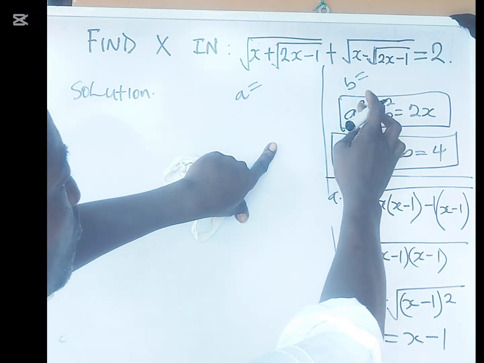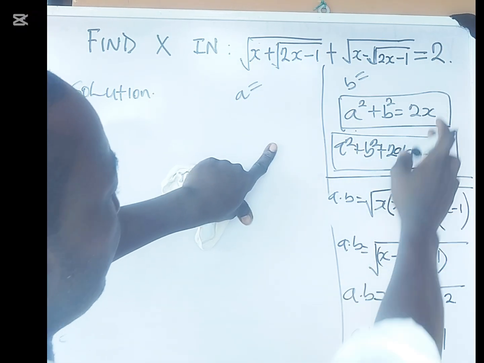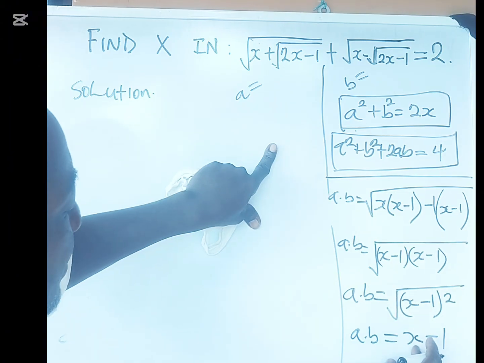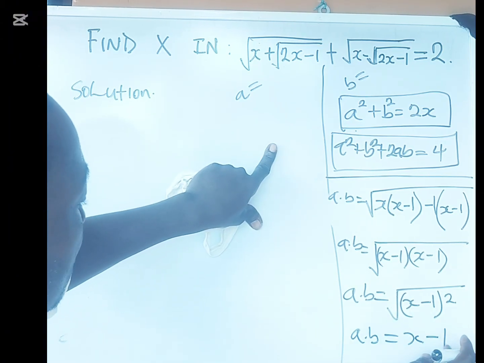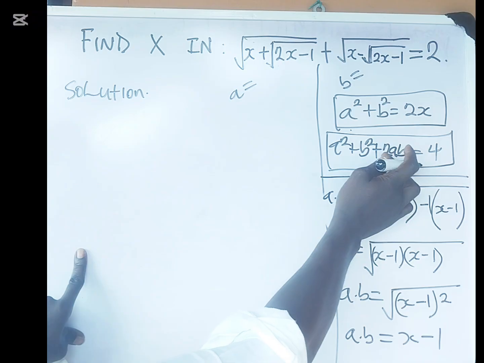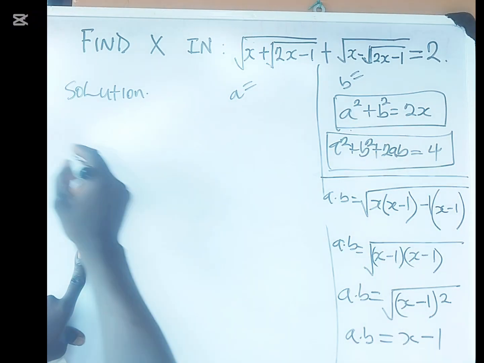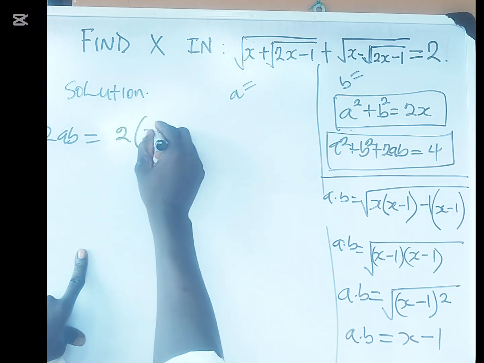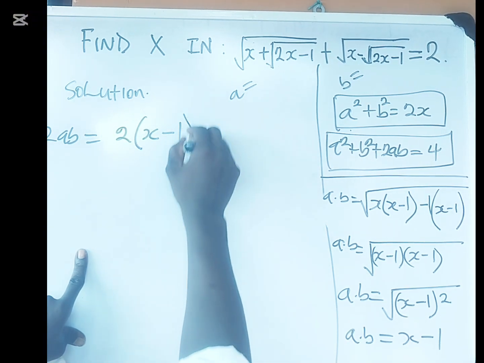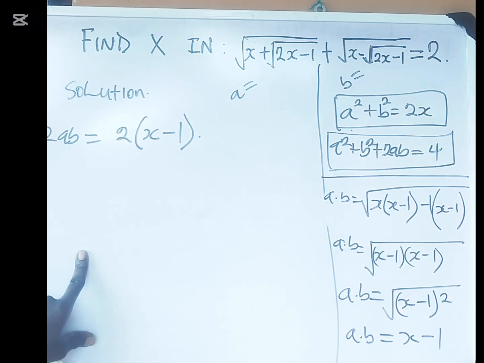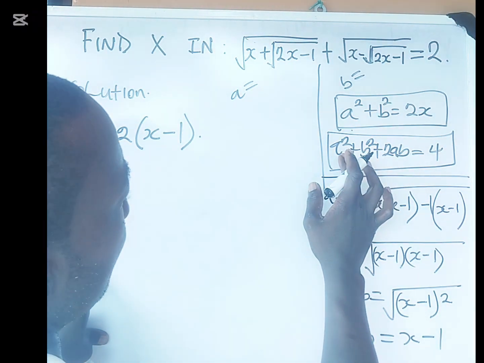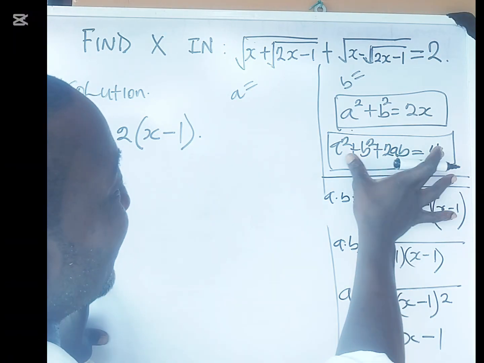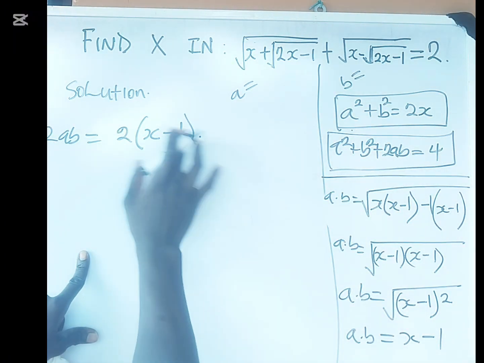We have a squared plus b squared equal to 2x, and we have a times b equal to x minus 1. But what we're looking for is 2ab. We already have ab. So if we want 2ab, it is equal to 2 times x minus 1. This is the value of 2ab. So we can now rewrite the whole of this equation in terms of x.